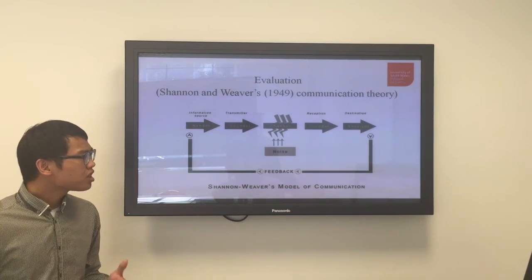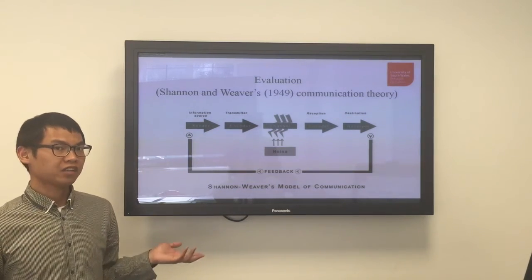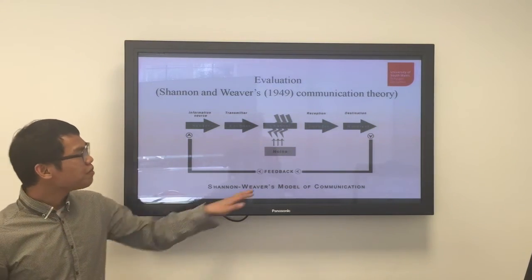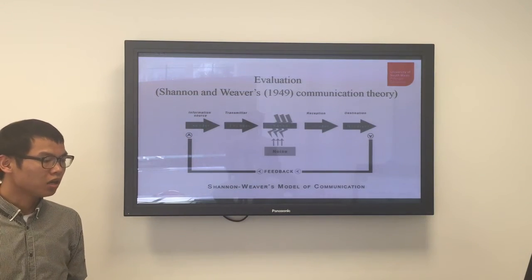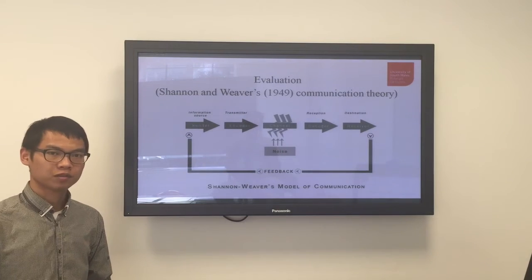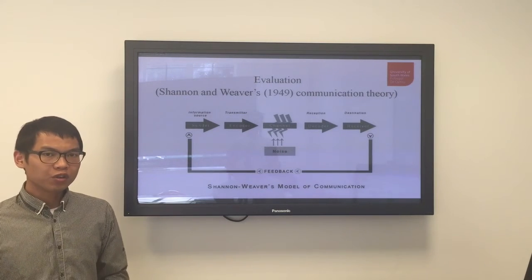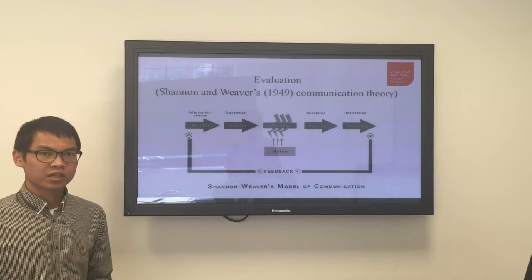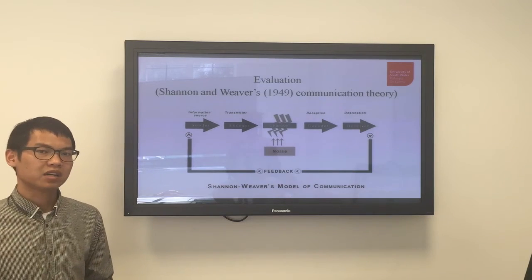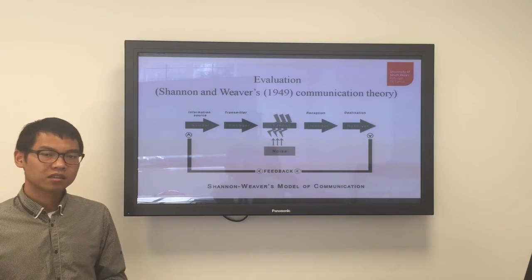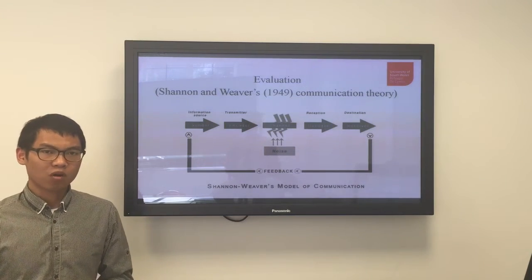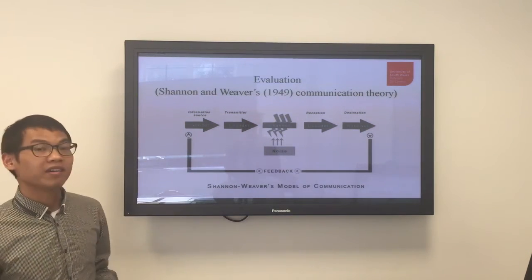In order to counteract the effect of noise, feedback can be used to clarify and improve the accuracy of information. So, reducing the effect of noise and keeping feedback are very important within teamwork. And next, some of our team's examples are put into this model and analyzed.